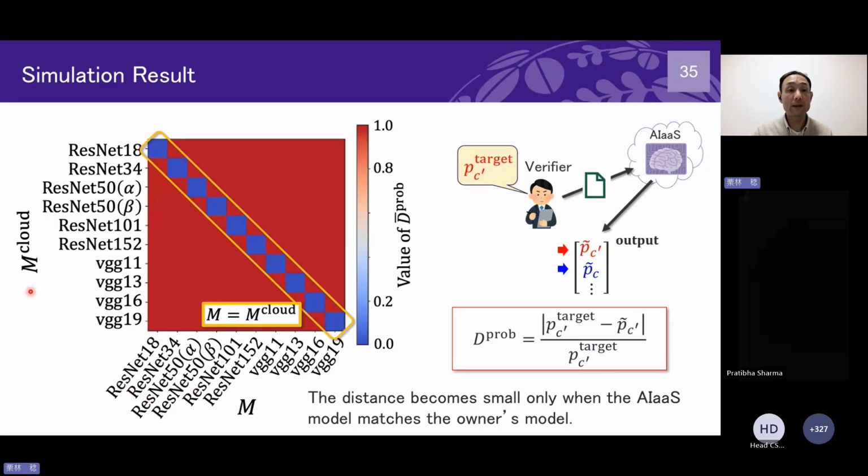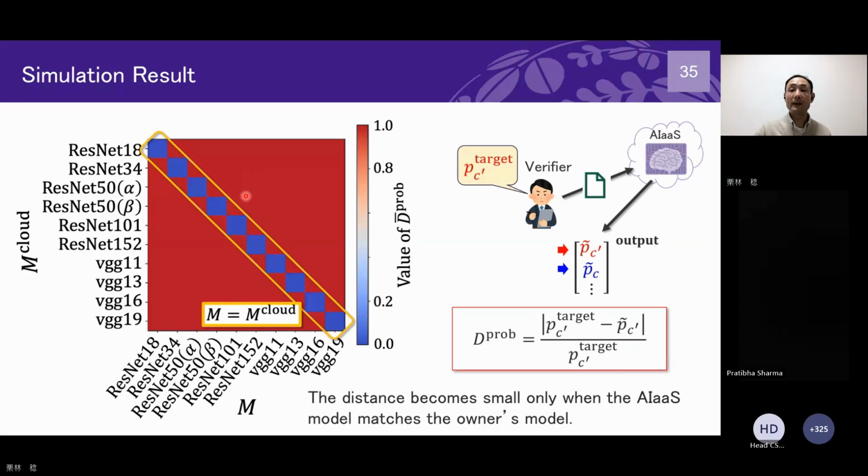And this is the cloud service models. This ResNet 18 is deployed and stolen as the ResNet 18. Then the distance becomes close to zero. And if the model is different, the distance is much larger.